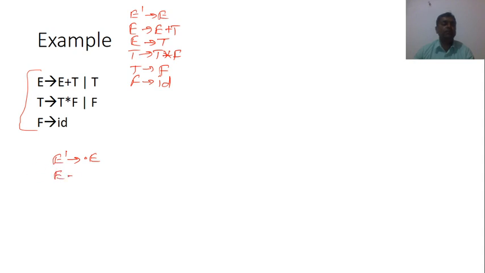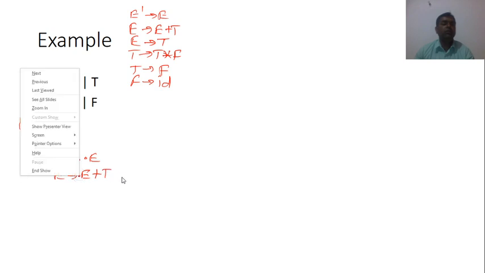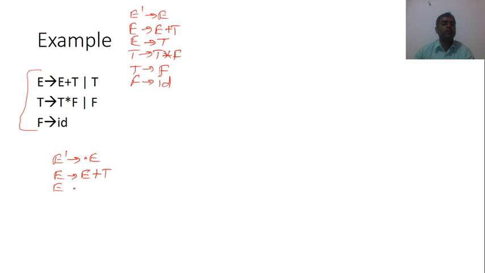That will be E derives to E plus T, and append dot first. And then E derives to T, append the dot first, it derives to dot T. Now you can see after dot I am getting E, so I have to add the production of E, but already those are added, so there is no need to add. After dot I am getting T, so I have to add the production of T. Those are T derives to T into F and T derives to F. T derives to dot T into F and T derives to dot F.